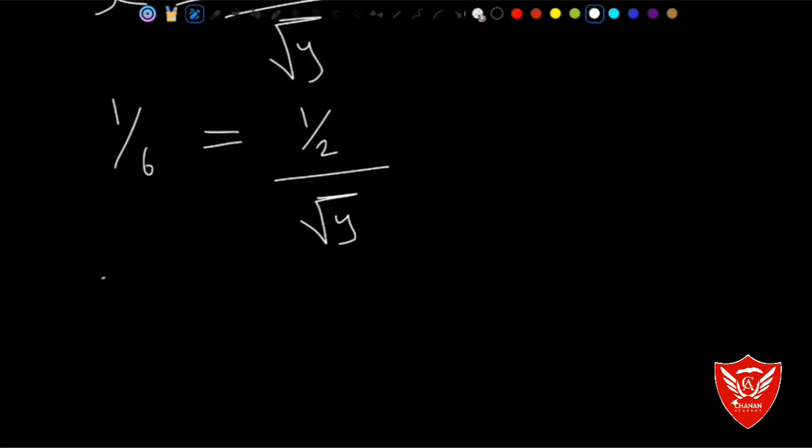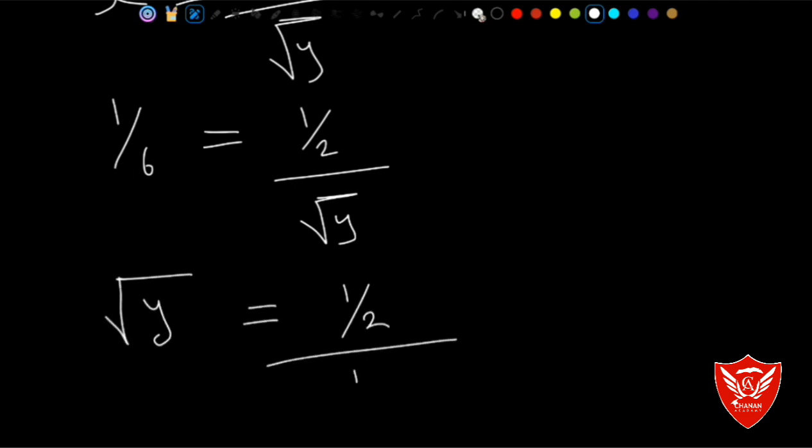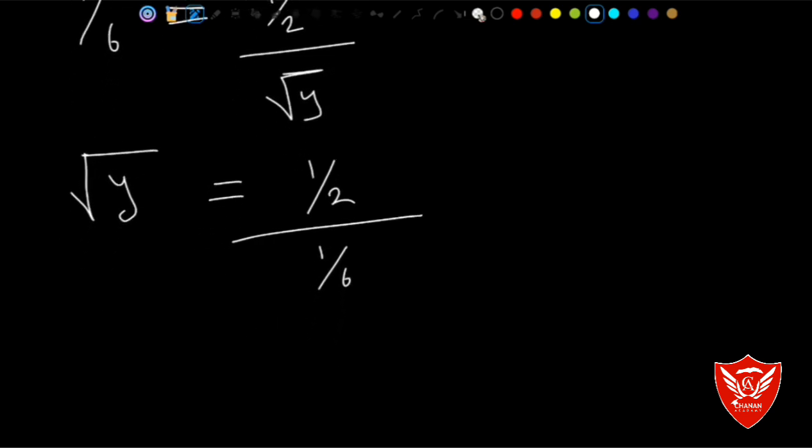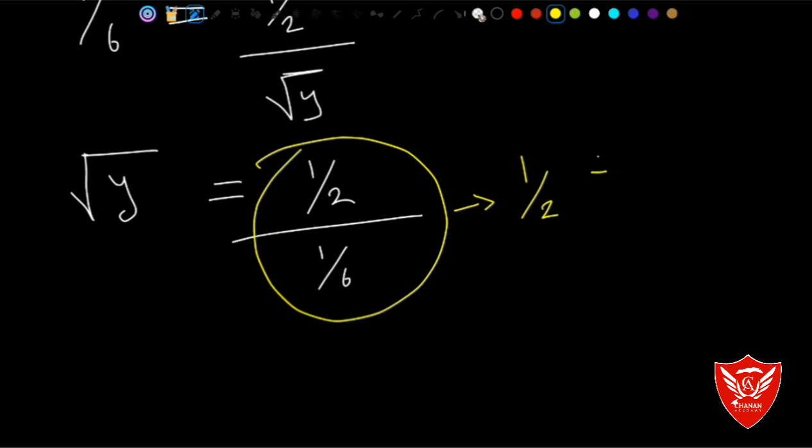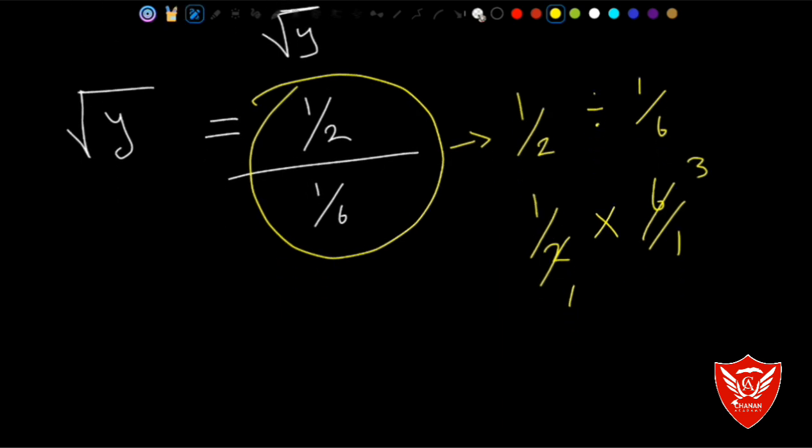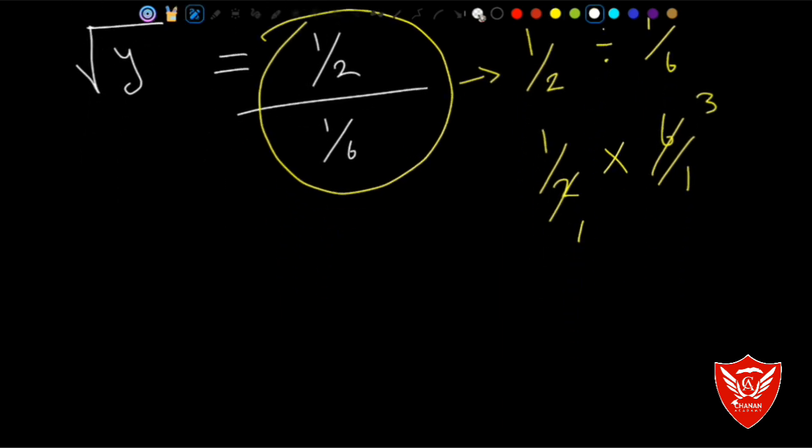Now let's try to make y the subject of formula. So we're going to have root y equal to 1 over 2 over 1 over 6. Take note, this also can be expressed as 1 over 2 divided by 1 over 6, which is then equal to 1 over 2. Change this division sign to multiplication, becomes 6 over 1. 2 here, 1. 2 into 6, we have 3. So therefore, everything there is going to be 3. So we have that root y is equal to 3.